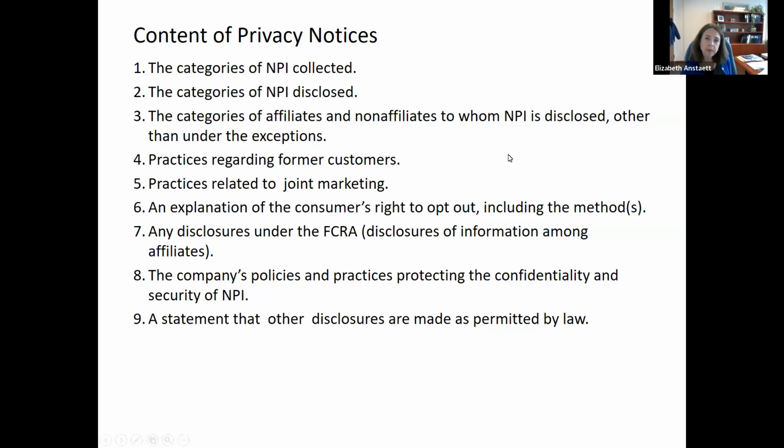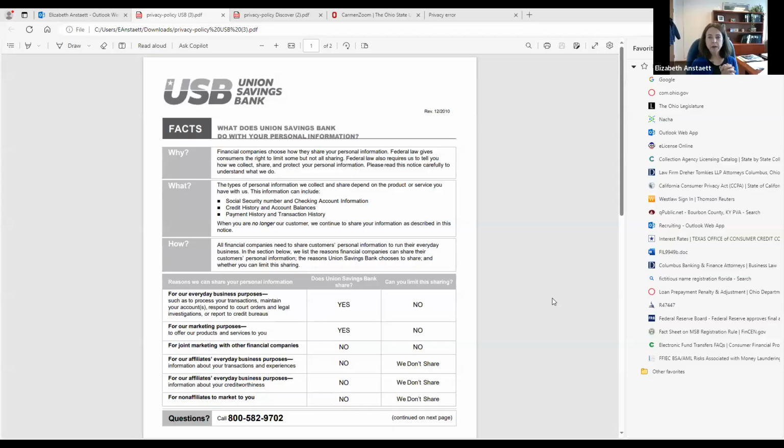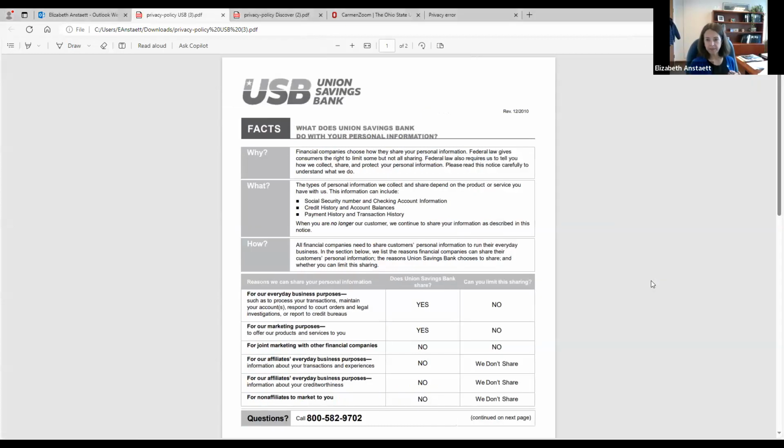And so I want to pull these up. This will take a moment so that we can talk about these different parts and how these notices really interact. I know one of the questions suggested you look at your own privacy policy. So we will share over here. Let's see. Okay. So this is a privacy notice from Union Savings Bank. Union Savings Bank is a small Ohio savings bank that predominantly makes mortgage loans.